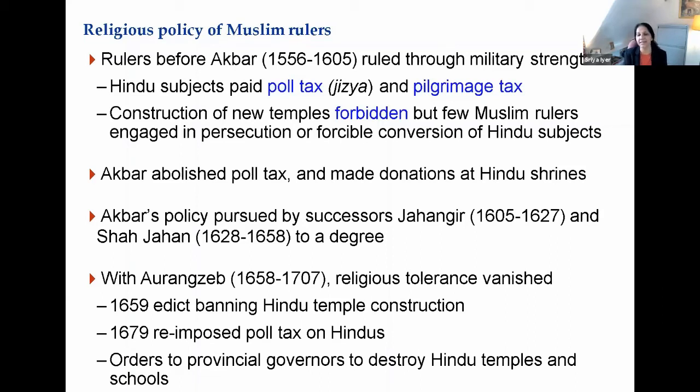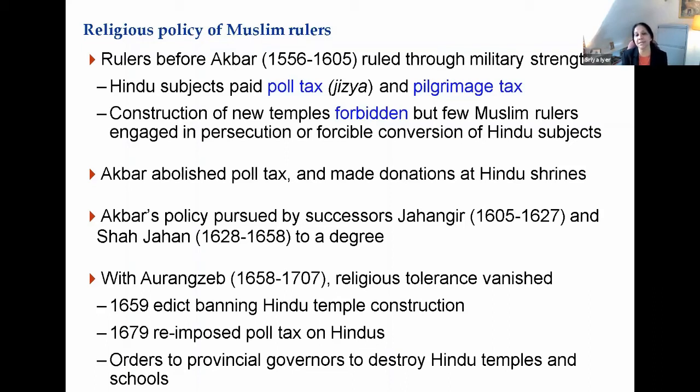There's a wonderful example of how in the Punjab, he donates a golden umbrella to the shrine of Jwalamukhi. And this, of course, is nice for the Hindus, but the Muslim ulema at the time did actually protest that Akbar was doing this. Now, his policy, of course, was pursued by his successors, his son Jahangir, and then his son Shah Jahan. Shah Jahan, for those who may not know, built the Taj Mahal.